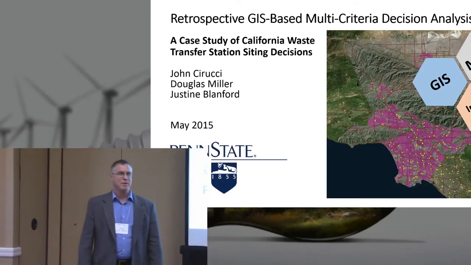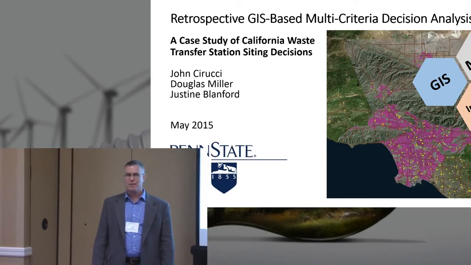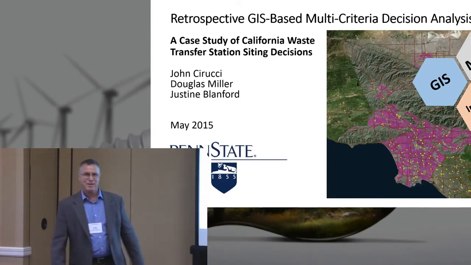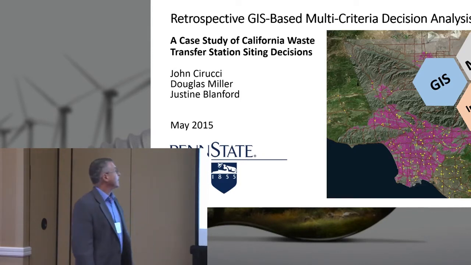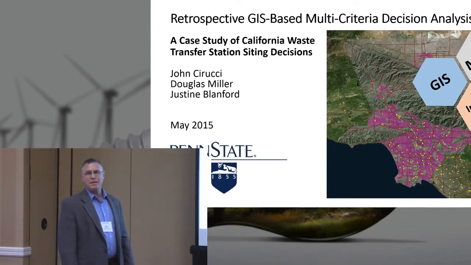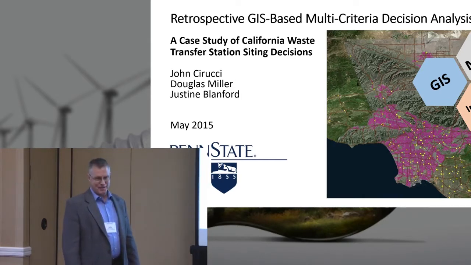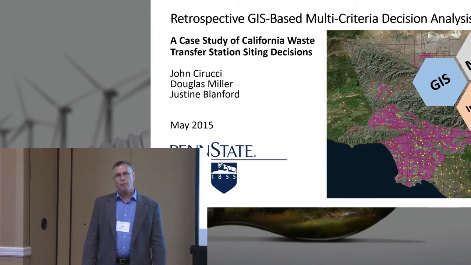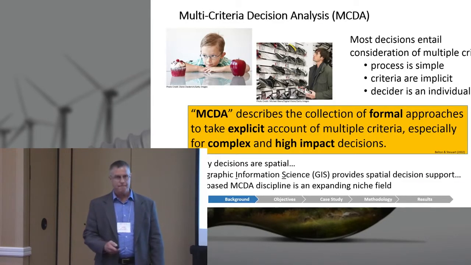I'm a master's student in the Geographic Information Systems program at Penn State. My co-authors are my advisors, Douglas Miller and Justine Blanford, who's here with us today. And our topic is retrospective GIS-based multi-criteria decision analysis. As a case study, we've selected the siting of waste transfer stations in California.